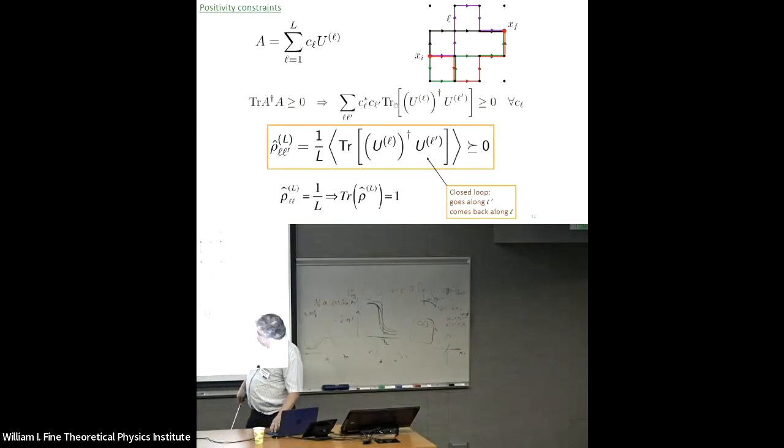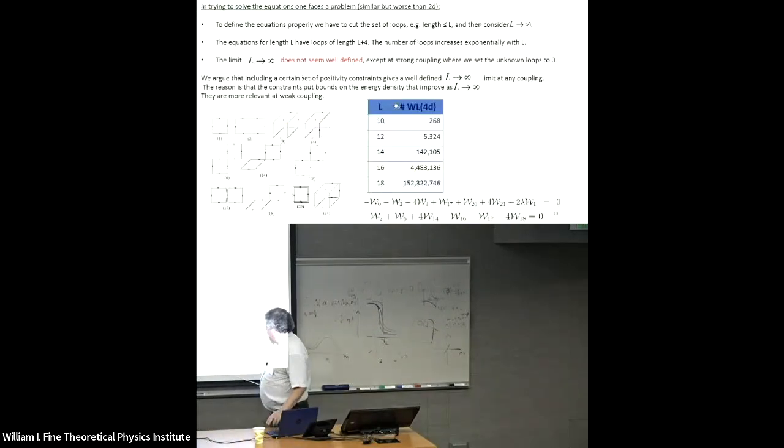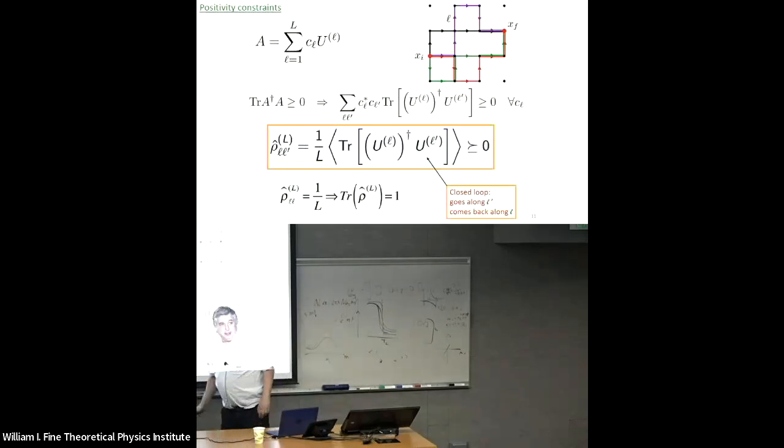So not only should these numbers obey this equation, they should also make this matrix positive semi-definite. Now, if I normalize this with L, the trace of this matrix is one, so it's positive semi-definite and the trace is one, I can think of it as a density matrix.